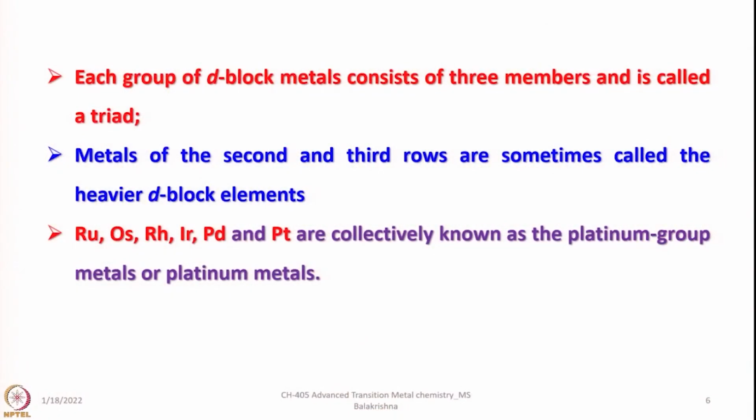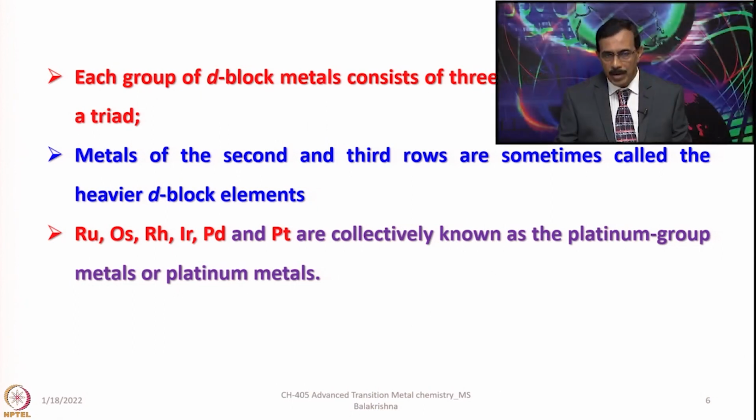When we look into the d block, as I mentioned, we have 3 series, 3d, 4d and 5d. Each group of d block metals consists of 3 members and is called a triad. For example, chromium, molybdenum and tungsten, or nickel, palladium, platinum, or copper, silver and gold, or cobalt, rhodium, iridium, in this fashion. So, each set is called a triad.